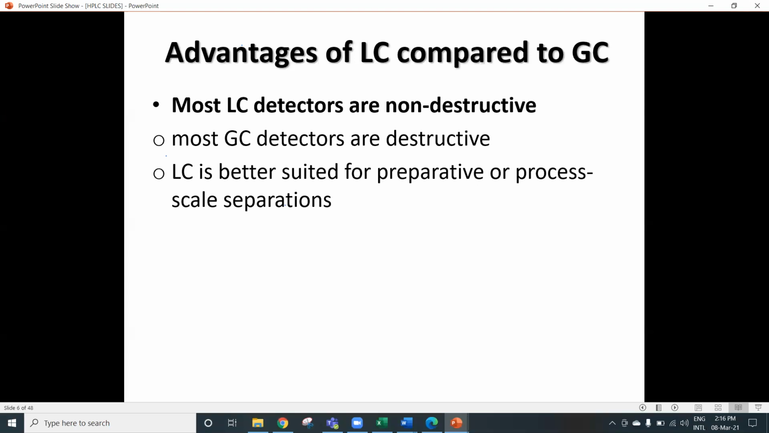And in GC, some detectors, as we saw, were destructive, like your flame ionization detector.